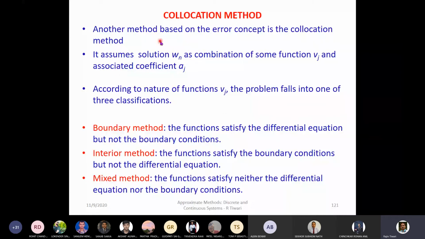So this is the last method of the approximate methods which we will be covering. There are so many other methods, but this is the last one.